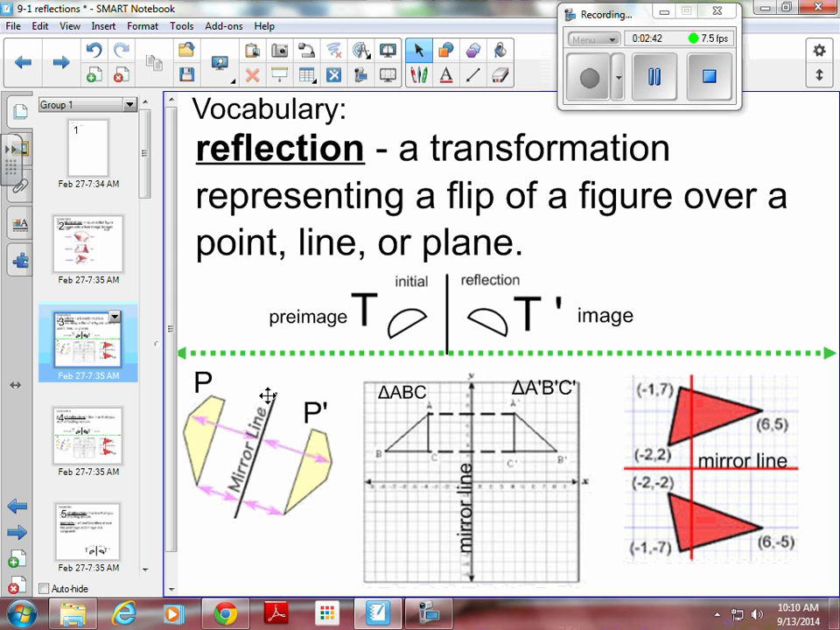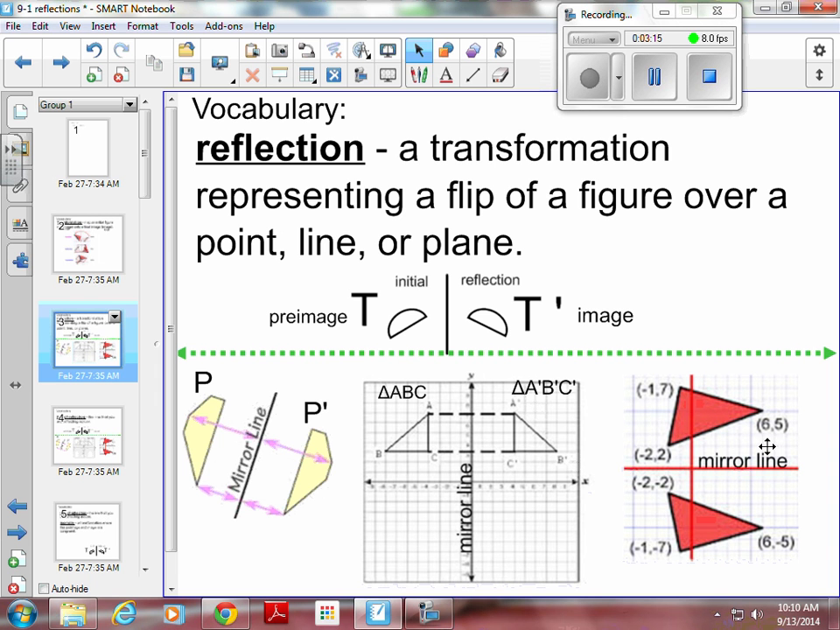So looking at this one, sometimes it's called a mirror line. That would make you understand the reflection part better. P is our original or our pre-image. P prime is our reflection or our image. How that works whenever you've got points that are labeled A, B, C. Again, you've got your mirror line. Your original, the pre-image, is triangle ABC, and the image, we call it triangle A prime, B prime, C prime. So that's how that gets labeled.